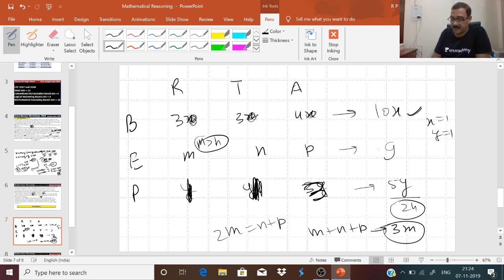okay, this is n plus p by 2. So because m is more than n also, the two possibilities are here. Let me change the color. Two possibilities are here. One possibility is 3, 2, 4, 4 plus 2 by 2 is 3, and sum is 9. The other possibility is 1, 5 and 3.